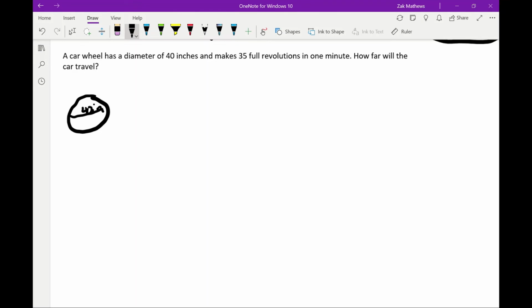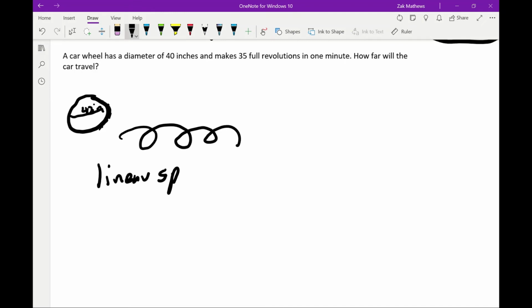Also notice we're asked to find how far the car will travel. What we're trying to do is figure out, as that wheel is spinning around, how much distance are we traveling? And that is dictated by every spot the tire touches. We're assuming it's not slipping, assuming we're not throwing on the brakes and sliding. Every part the tire touches on the road, that is a distance traveled. So we are looking for a linear speed. To get that linear speed, we need to start by finding the arc length.